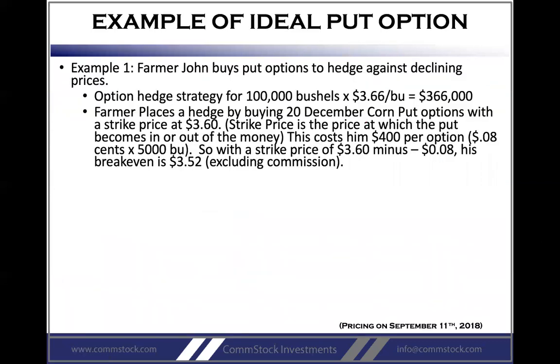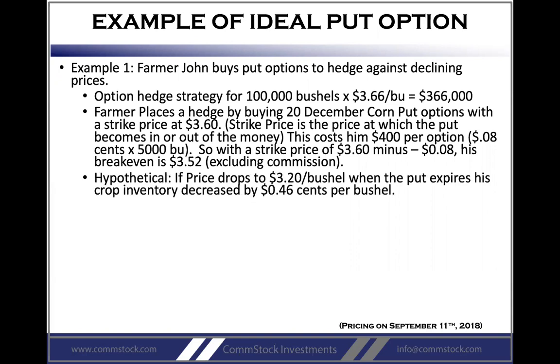So these are just some basic put option examples. If I'm a farmer and I have 100,000 bushels and I want to hedge at this 360 level, I need to buy 20 December corn puts, 20 because there's 5,000 bushels in each contract, right? Back at this time, this cost about $400 per option. And so you're taking your strike price of 360 minus the cost of those at the time of 8 cents, and so your break even is at 352.